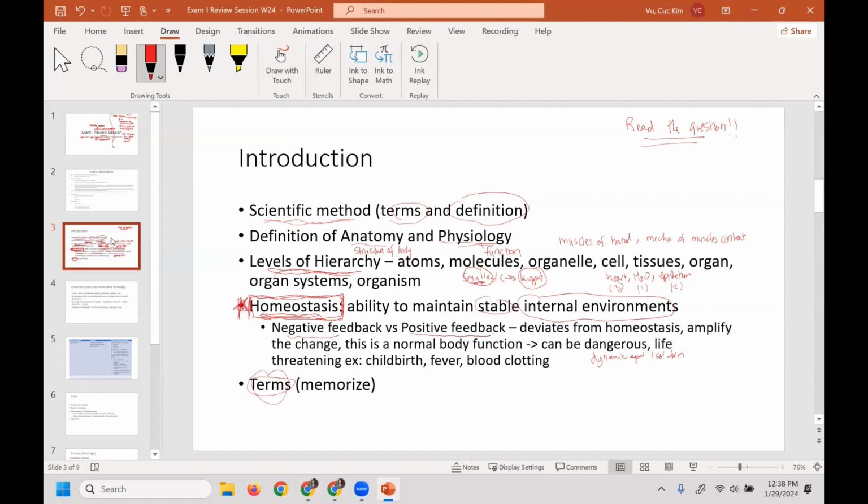Now again, I'm giving you a brief overview. Anything on Canvas under the lecture video and lecture script is fair game, so use that as your study guide.